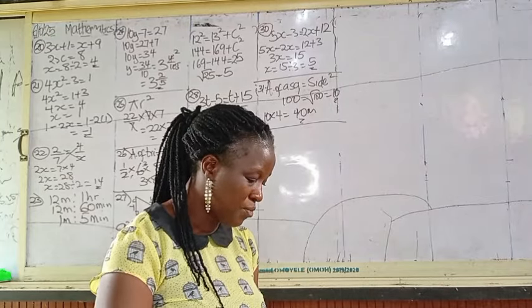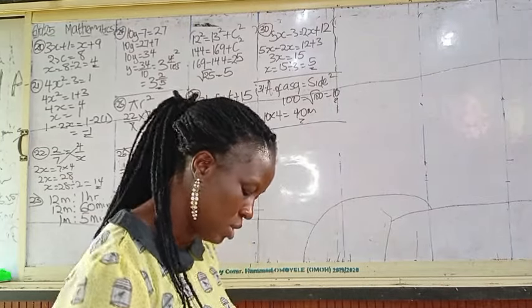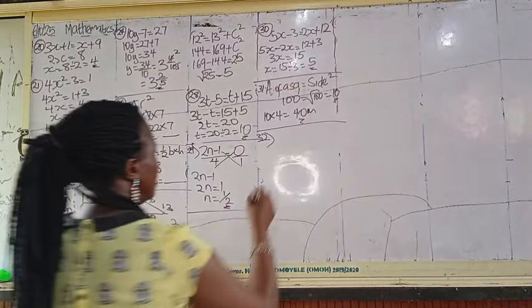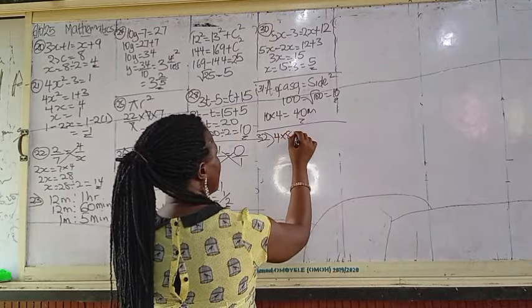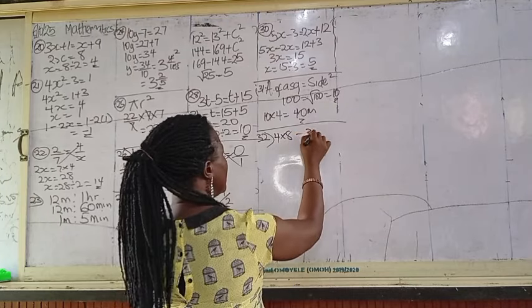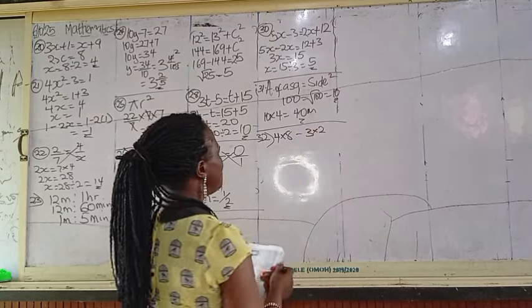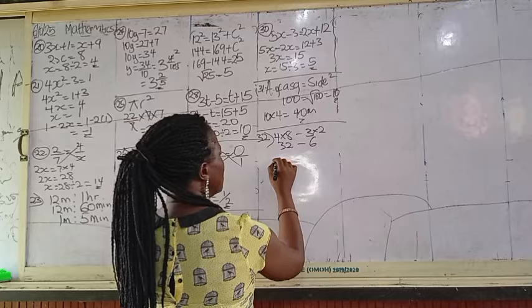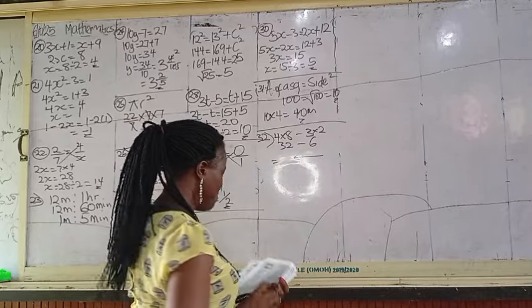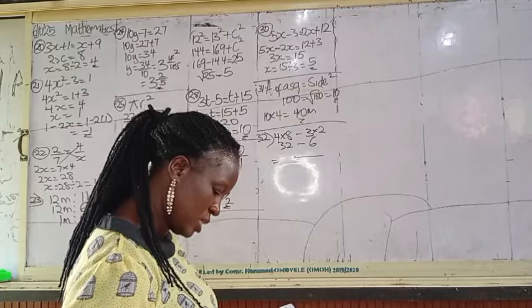So that will be 4 times 8 and 3 times 2. When you subtract it, from the diagram we have 4 times 8, then we have 3 times 2. 4 times 8 is 32, minus 6. So 32 minus 6. You give me the answer in the comment section.